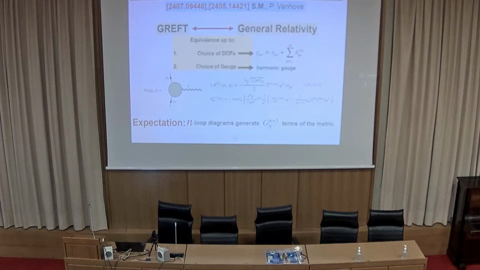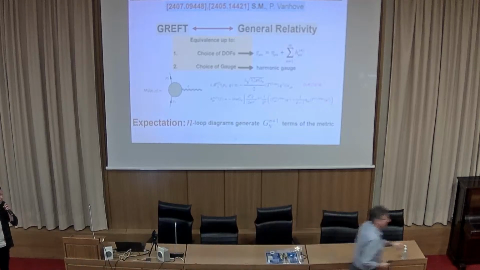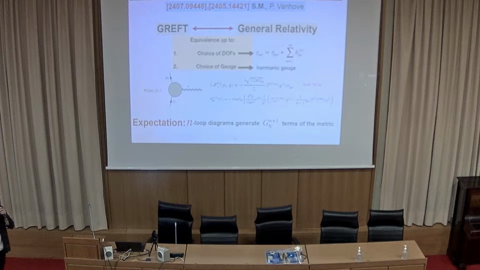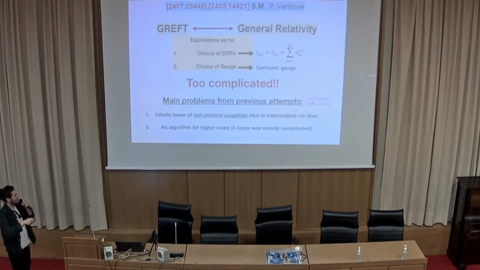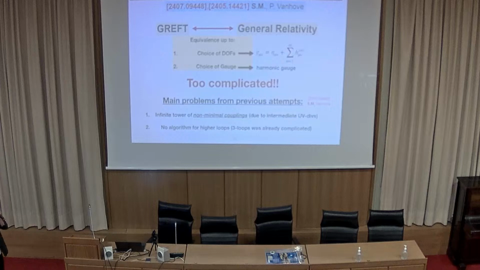So in a sense, you know the result, and you want to make sure that you get it from your techniques. And it's a matter of loop orders that you compute. So the expectation is this: start adding loops, and you get the terms of the metric order by order in G. The problem is that it's not that trivial in the end of the day. Actually, it was much more complicated than expected. And indeed, in this work here, like 4 years ago, we tried to do this, at least to investigate how this computation indeed scales.